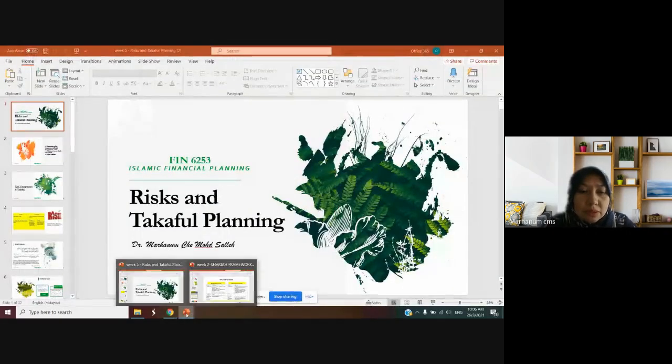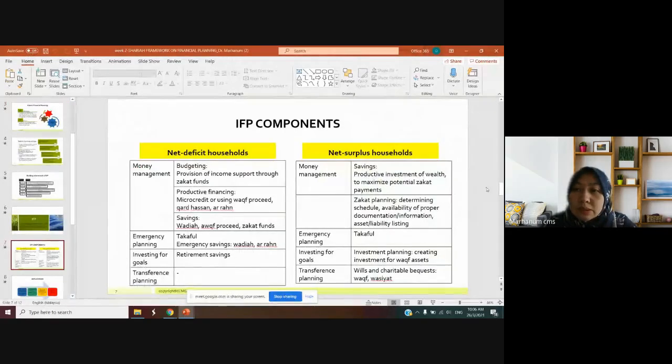This one, the slide on Takaful. Okay, so this is the components for Islamic financial planning.